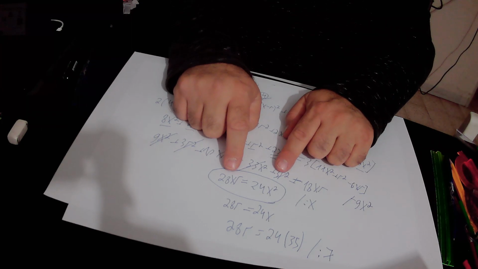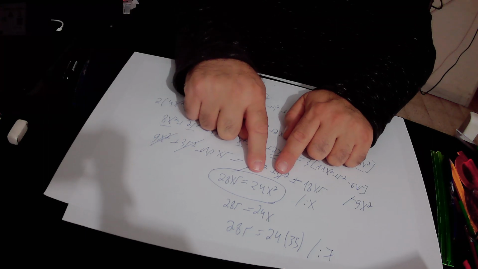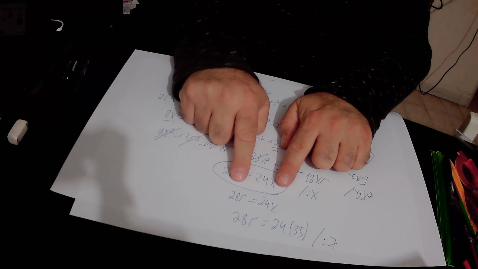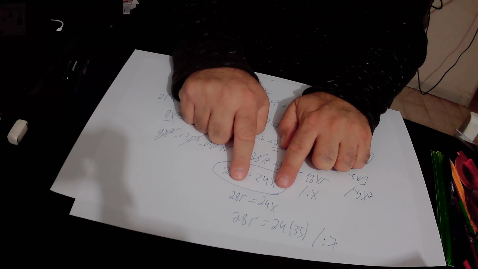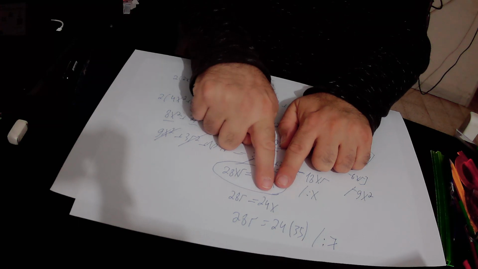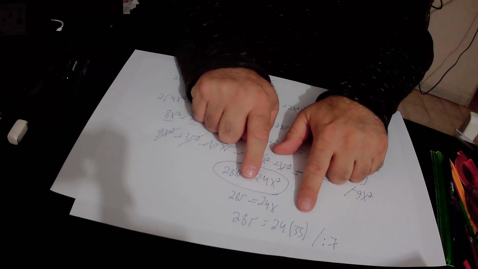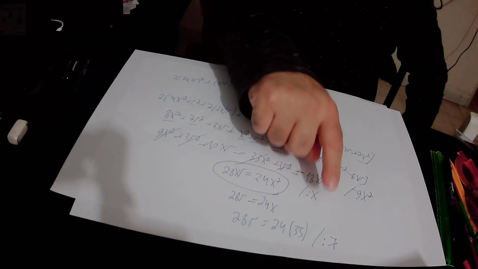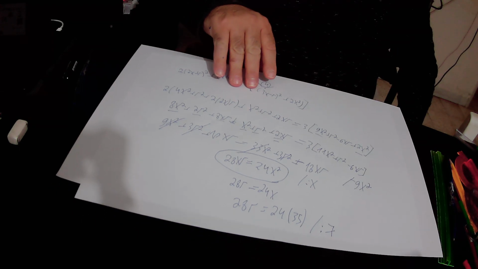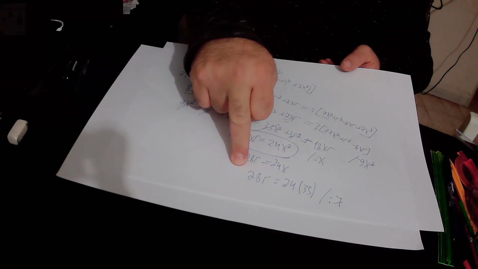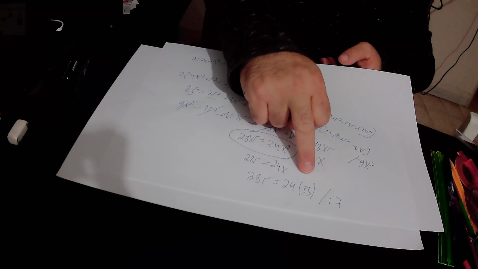28xr over x is 28r. 24x squared over x is 24x. So we found out that 28r equals 24x. Now we substitute again x by 35. Okay, and we found out that 28r equals 24x and x is 35, so it is 28r that is equal to 24 times 35. Here we divided this equation by 7 and we found out that 28 over 7 is 4, so on this side of the equation we have 4r, and 35 over 7 is 5.